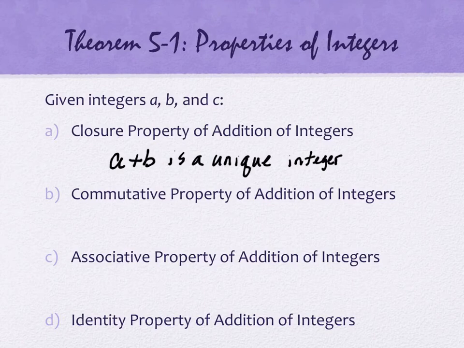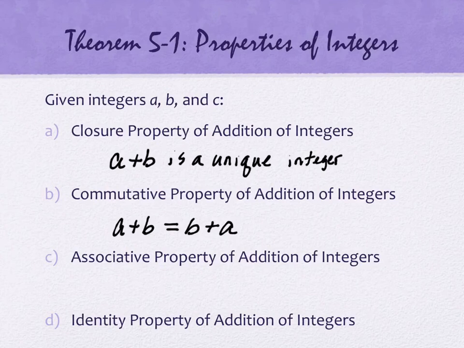Whole number plus whole number is a whole number. Integer plus integer is an integer. I can't take integer plus integer and get a fraction. It doesn't work that way. The second one, the commutative property of addition, right? That says that when I add in whichever order, I get the same value. So it works with negative numbers just like it worked with positive numbers. 5 plus negative 2 is the same as negative 2 plus 5. Negative 7 plus negative 3 is the same as negative 3 plus negative 7.